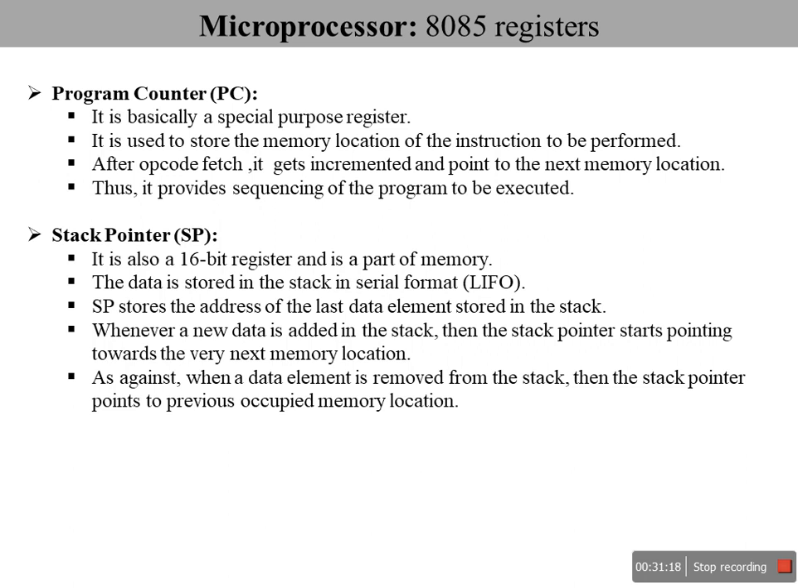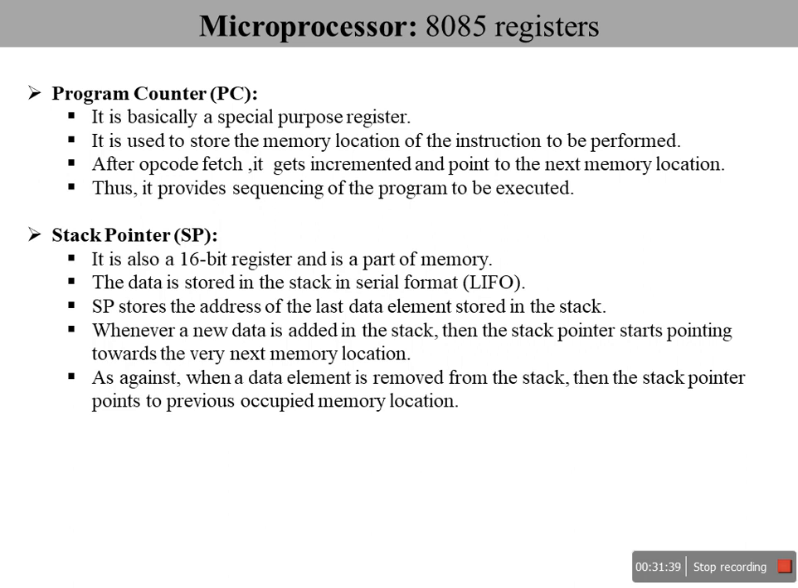So whenever new data is added to the stack, the stack pointer starts pointing towards the very next memory location. It will be incremented by 1 and point to the next location. As against this, when a data element is removed from the stack, the stack pointer points to the previously occupied memory location. It gets decremented likewise.